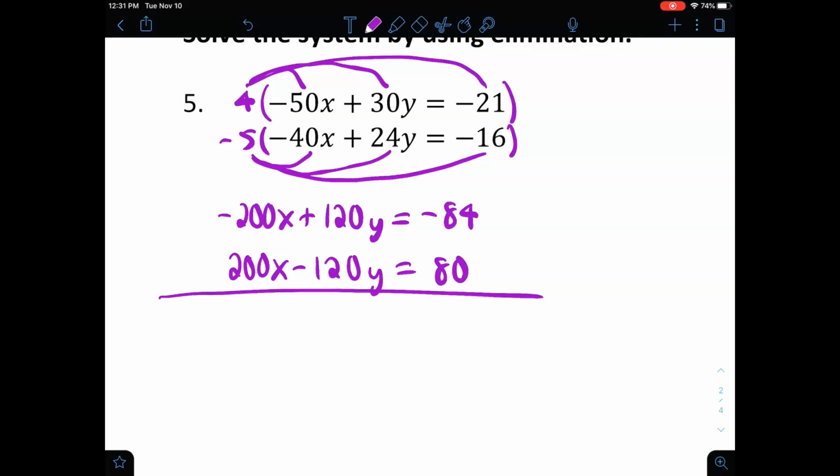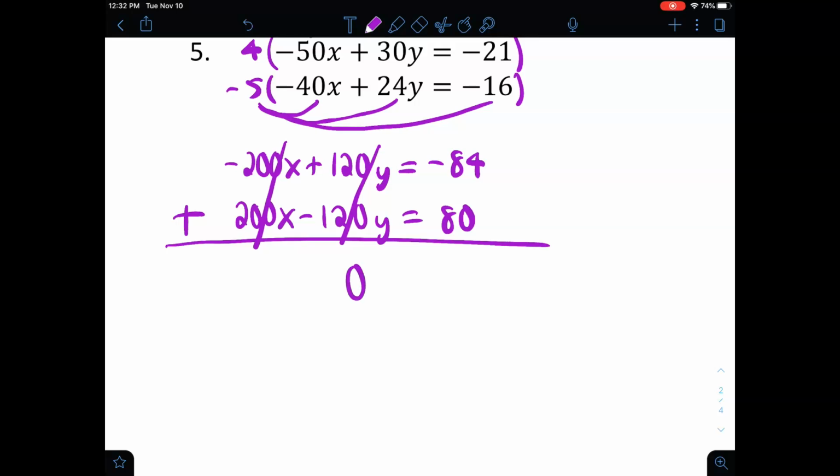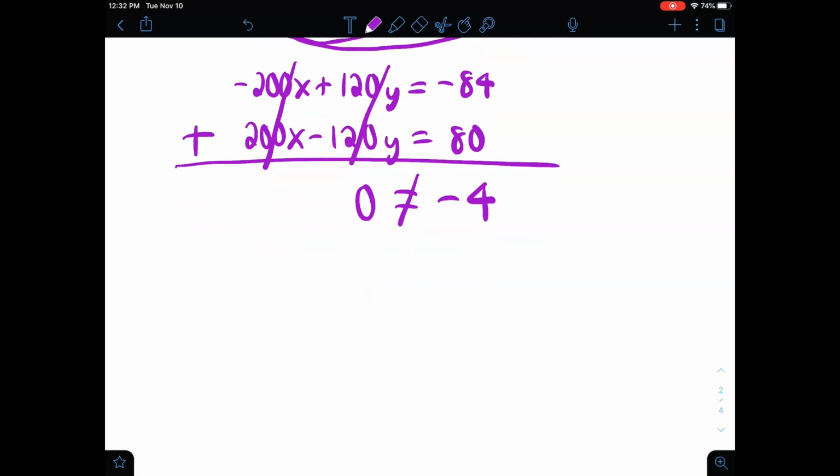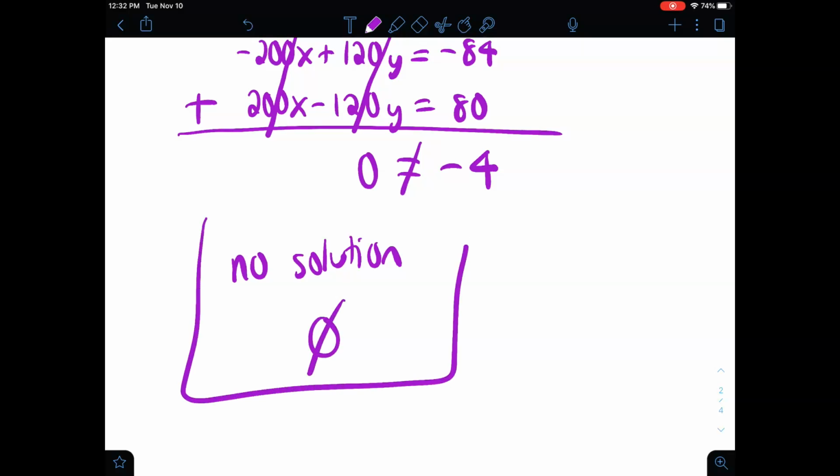And we add straight down. That's what elimination is going to do. If you look here, negative 200x and 200x are going to cancel, and 120y and negative 120y are going to cancel. We're going to get 0 equals, what's negative 84 plus 80? It's going to be negative 4. Does 0 equal negative 4? No, so this is going to be no solution, because it's not true. The null set.